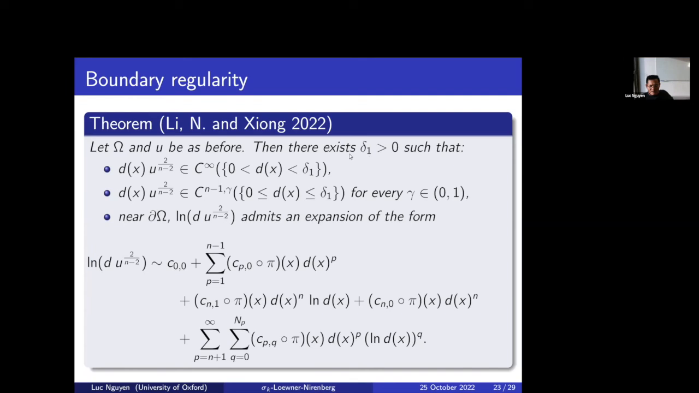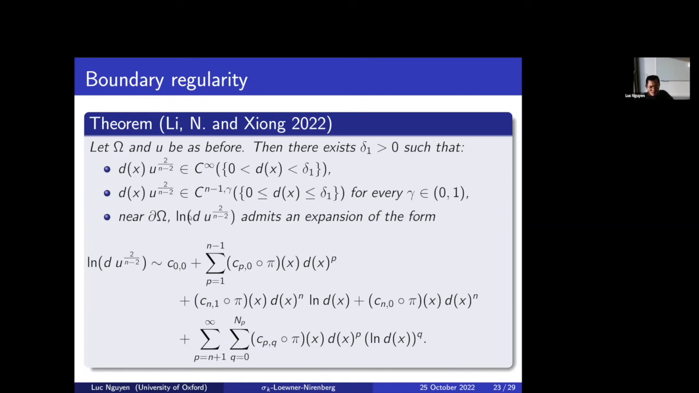And we can show that there exists a delta. The delta will depend on omega and U, such that near the boundary, when the distance function to the boundary is less than delta 1, then the distance times U to the 2 over n minus 2 is going to be smooth in that neighborhood, away from the boundary. And if we look up to the boundary, then it has some limited regularity. So it would be in C^{n-1,gamma} for any gamma less than 1.